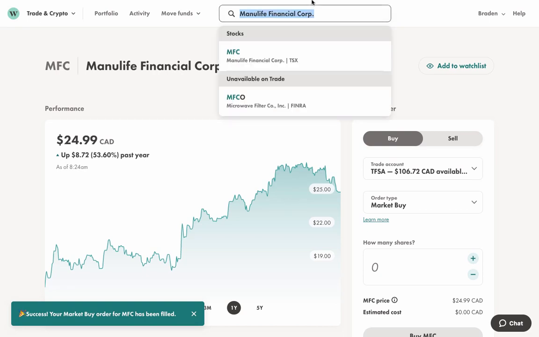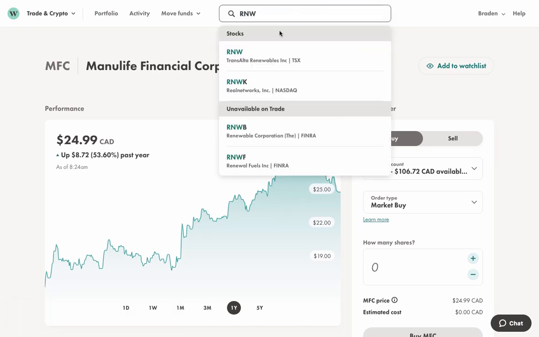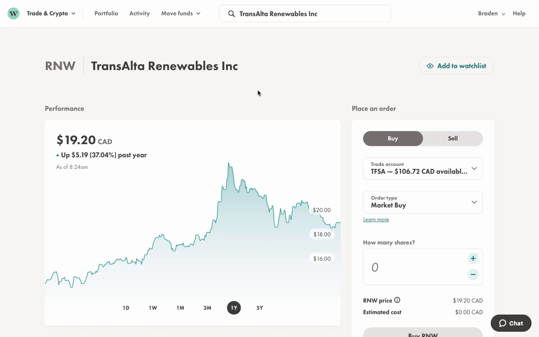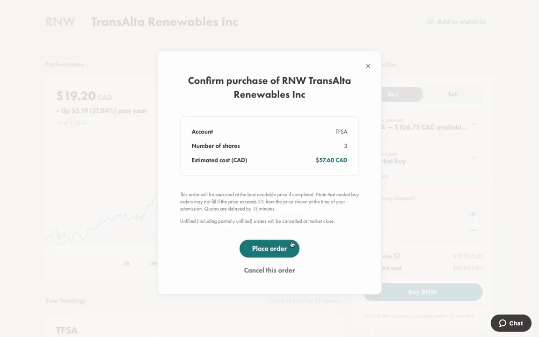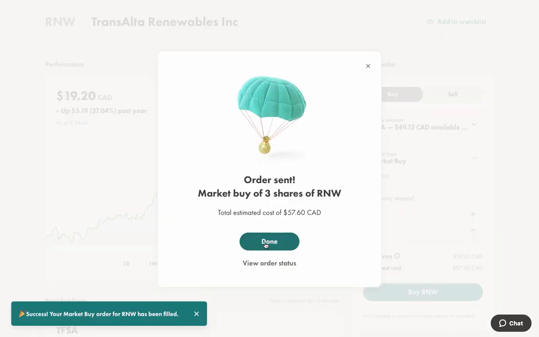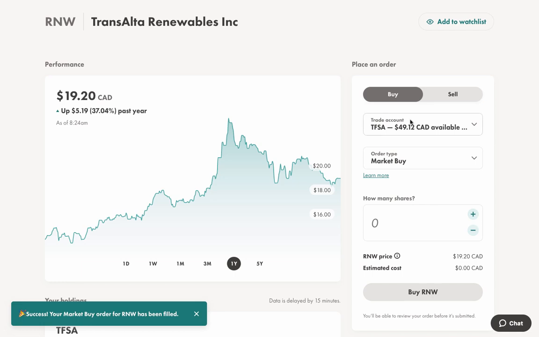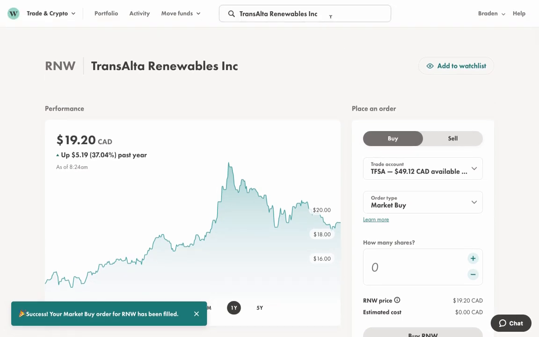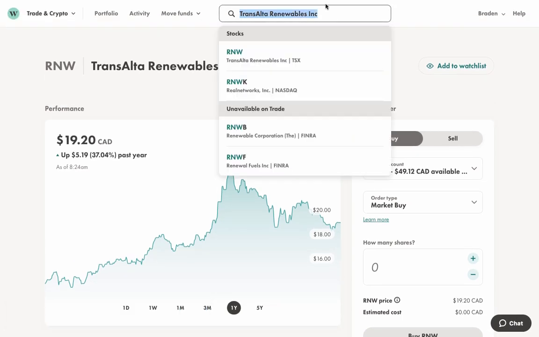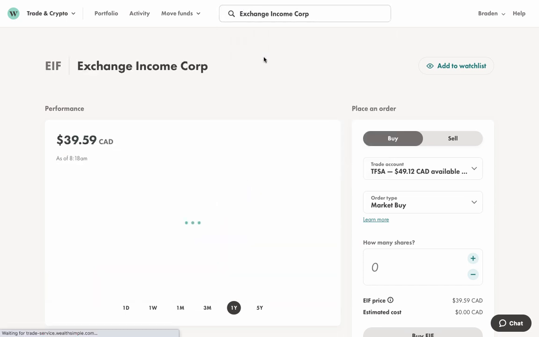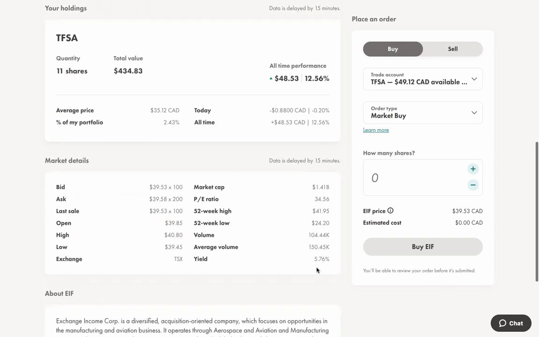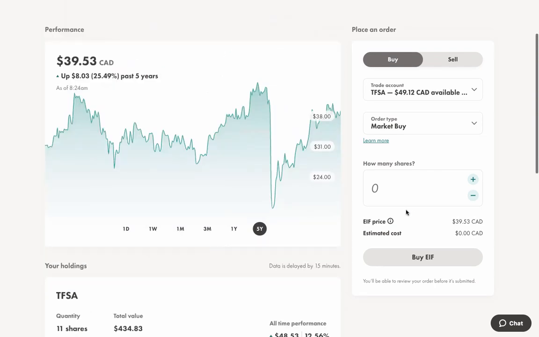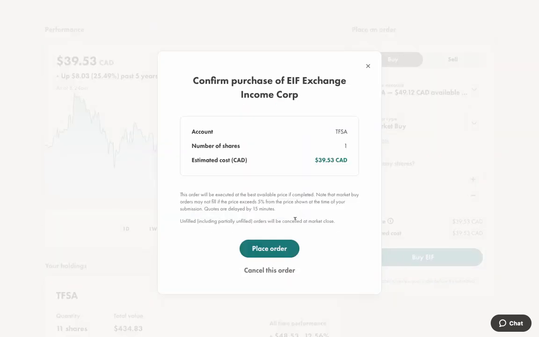And that's cool. So once that's done, let's jump in and buy TransAlta Renewables. These guys, I would like to pick up three. So that'll put us right around $58, I think. Yeah, there we go. So let's place that market buy. And there's just a little bit left. And I think we have enough just for one of Exchange Income Corporation, EIF. And again, you can see the same charts as we saw before. Nice, nice yield. And yeah, let's just take one here at a market buy.